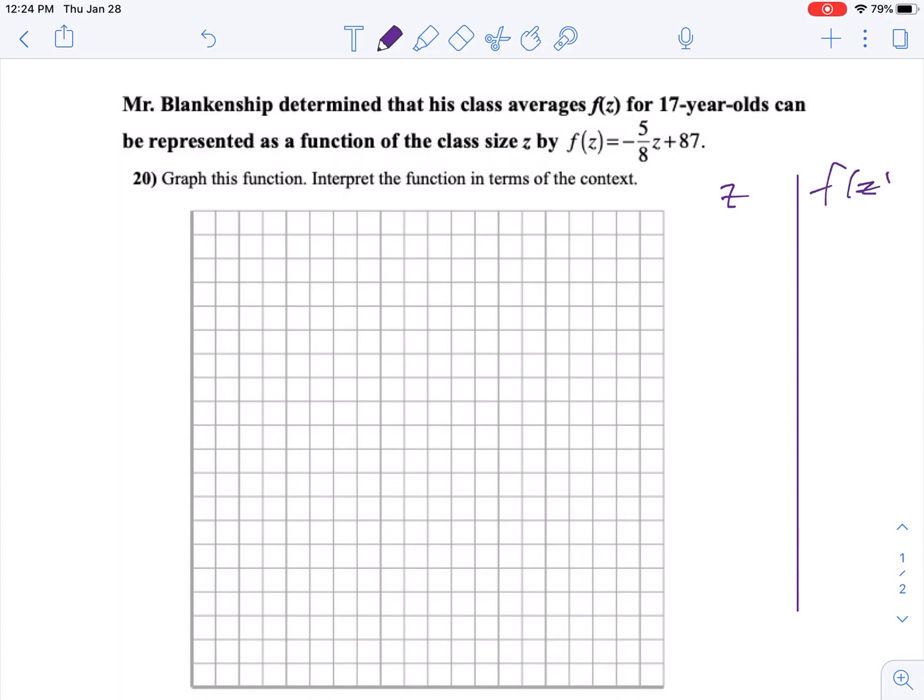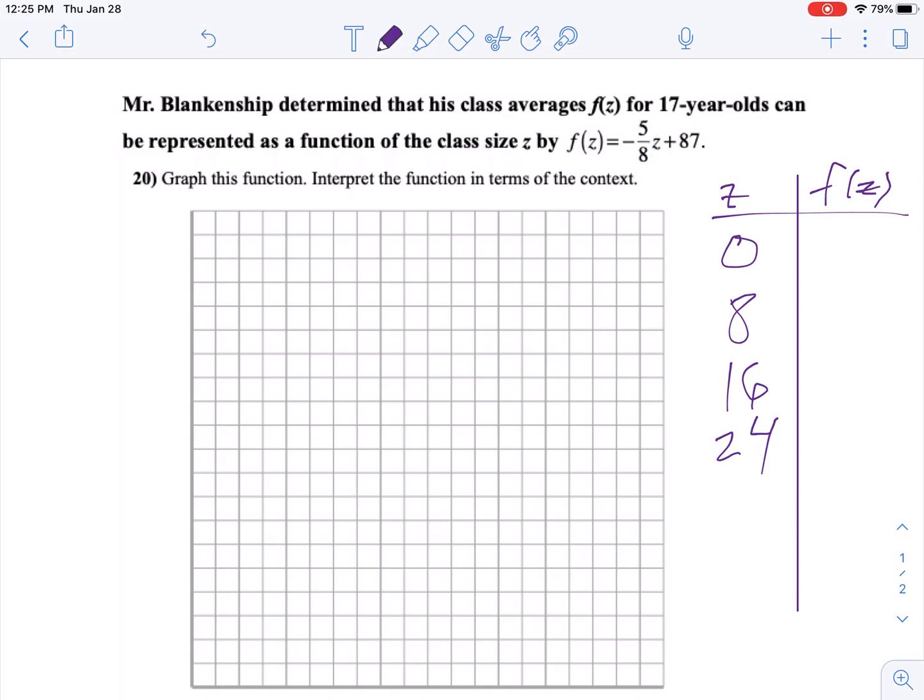Notice I got fractions in here, which makes it kind of ugly, doesn't it? So what I'm going to do is pick z. I notice I have a fraction, I'm going to divide by 8, so I'm going to pick multiples of 8. That way I don't have any decimals to worry about. For example, I'll go 0, 8, 16. I think that should be enough. I guess I could go up to 24. Let's go to 24. Now, 0 is nice because if I replace z with 0, 0 times anything is 0.